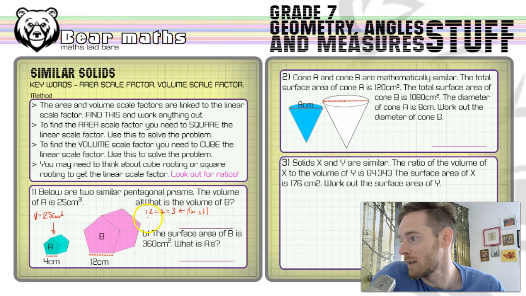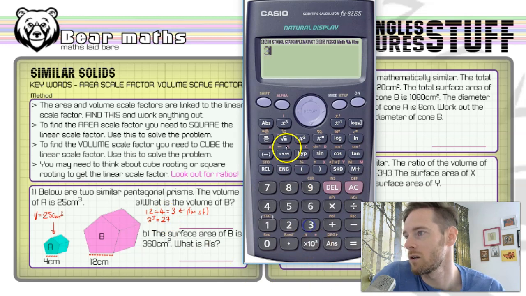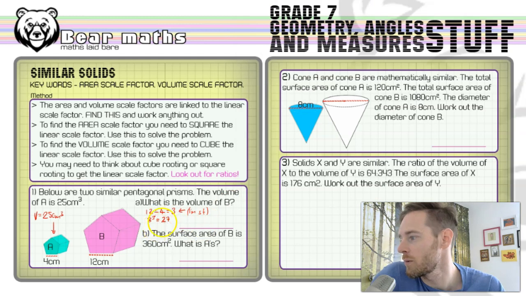What we then do with our linear scale factor, because we want the volume, is we cube it. Okay, now 3 cubed, 3 times 3 times 3 is 27. Okay. And you can always use your calculator, 3 cubed, if you want, all right? And then once we've got that, we know that's our volume scale factor. That's how many times bigger this volume is than this volume, okay? The volume's going to get bigger a lot quicker than the lengths do, all right? And the same for area.